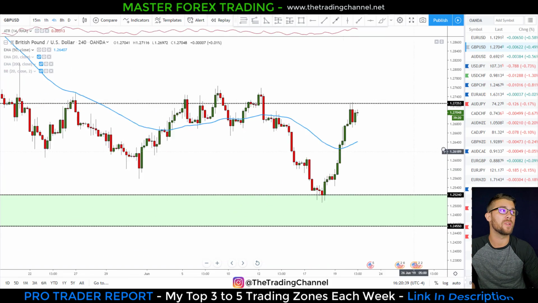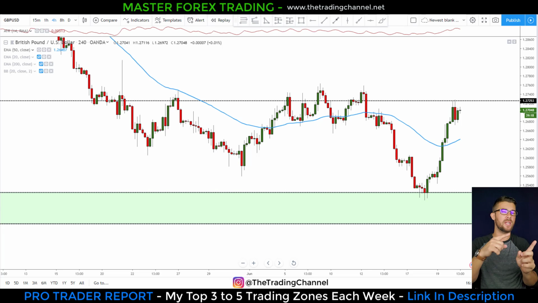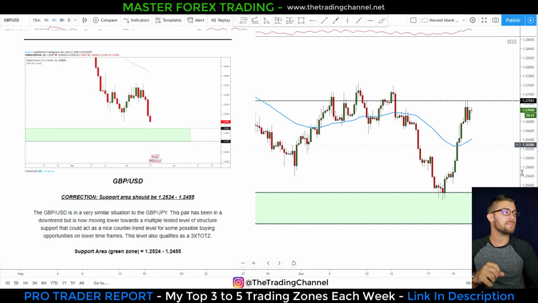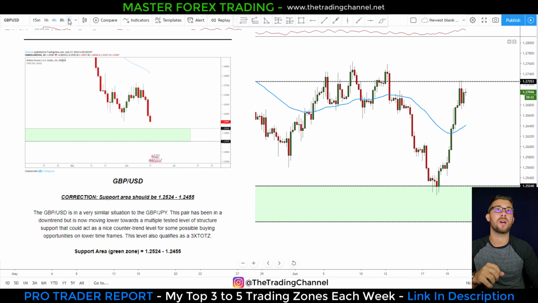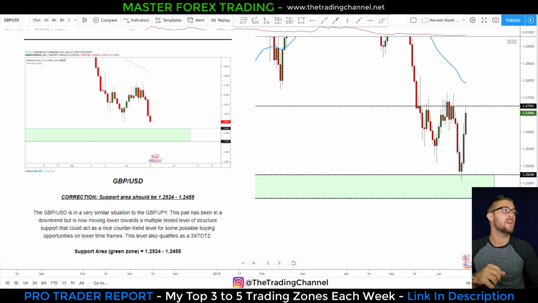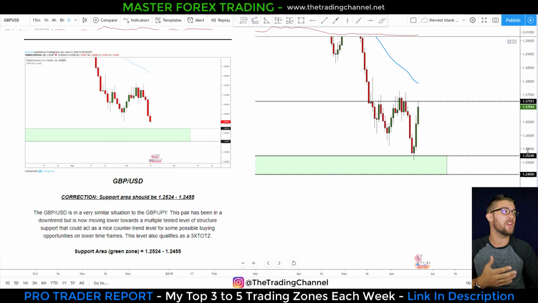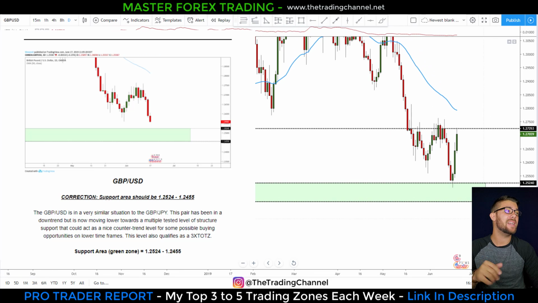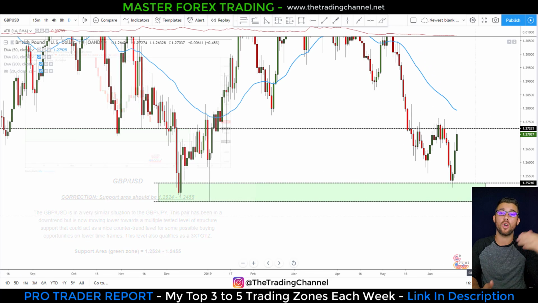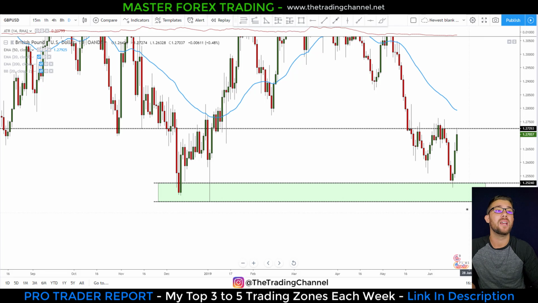And in the Pro Trader report that I will put to the left-hand side of your screen, we pointed out an area. Let me drop this back to the daily chart. On the daily chart, we pointed out an area between 1.2524, which you can see on the picture now, and 1.2455. And in this area, we said that we were looking for possible long opportunities out of this market because of previous structure.